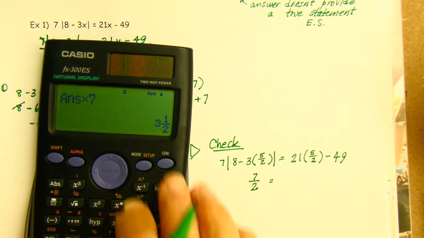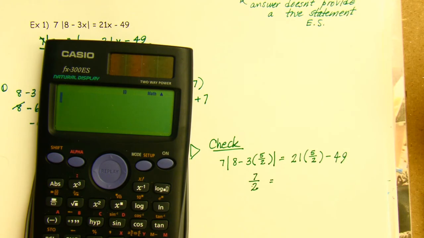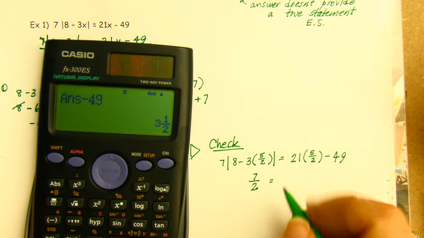Check the other side. Clear. 21 multiplied with 5 over 2. Close it. Now, I'm not going to do anything with that. I'm just going to hit subtract 49. And I get the same answer, 3.5, 7 halves.